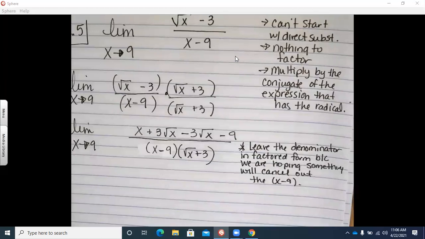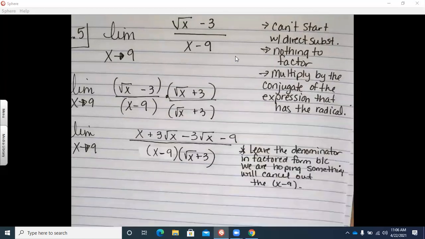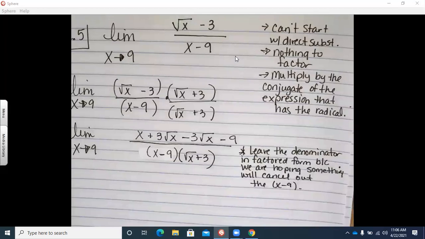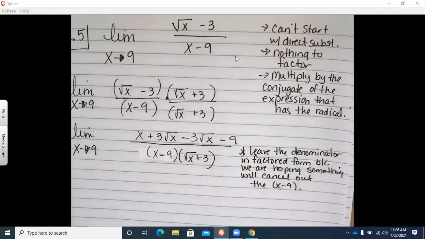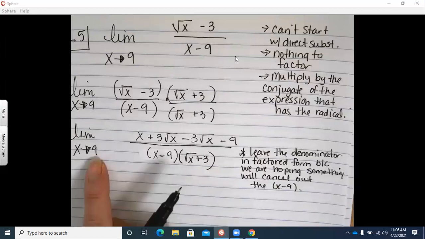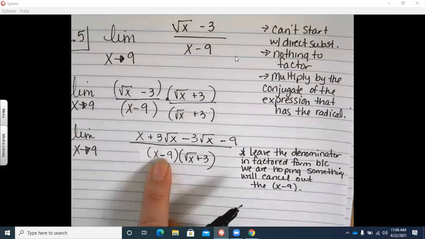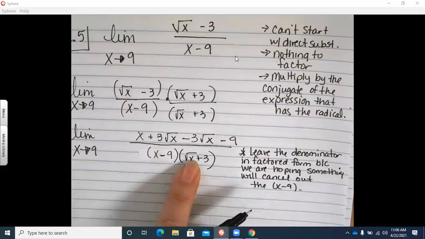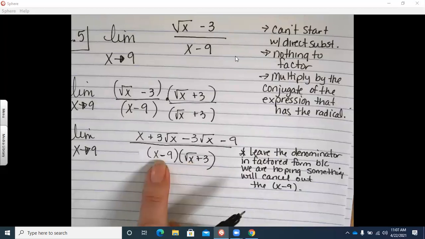Why don't I care about the square root of x plus 3? Why don't I care if that's factored out? And usually we're trying to get a radical out of the denominator. But why do I want the x minus 9 to cancel and not the square root of x plus 3? Right, because if I do direct substitution, 9 minus 9 is 0. The square root of 9 plus 3 is not going to give me 0, right? So I'm totally fine with using direct substitution with this factor, but 9 minus 9 is going to give me 0. So that's why I'm wanting that to cancel. I don't care about the other one, it's fine.